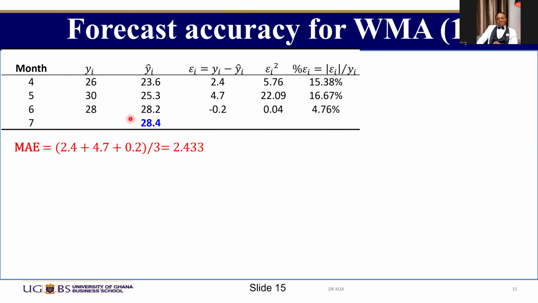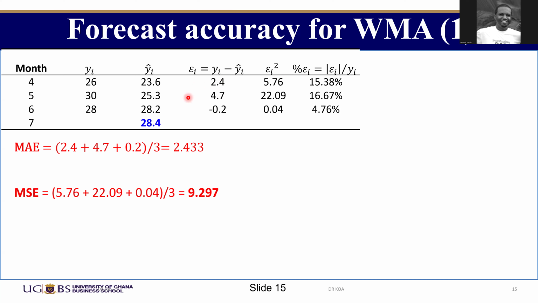The MAE. No, MAE is the sum of the, okay, you found the absolute. MSE? Yeah, I did that. I thought you asked for the MSE. Sorry. Okay, yeah, MSE is fine. 9.29. Yes. 9.297. Good.